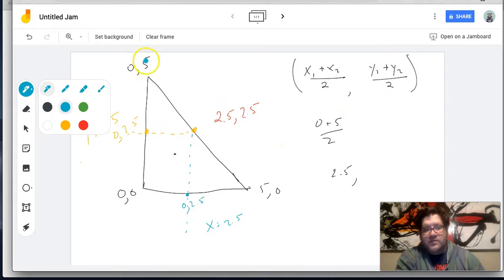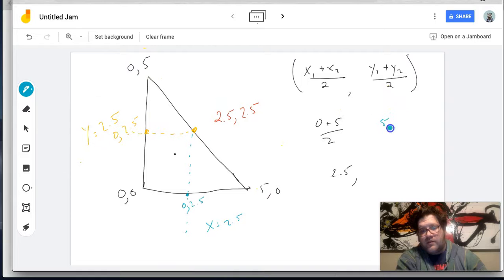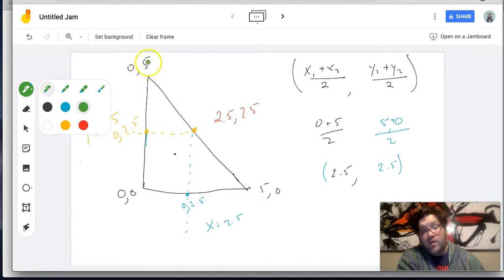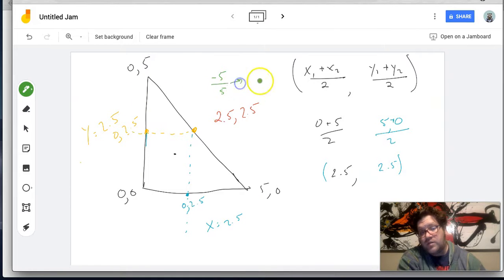All right, we're going to take the y values. 5, 0. So we have 5 plus 0 divided by 2 equals 2.5. All right, we got our midpoint. Boom. So now what I need to do is figure out what is my slope of this guy. Okay, so it went from here to here, so it went down by 5 and over 5. So that means my slope of this line is negative 5 over 5. Right? So negative 5 over 5, which becomes negative 1.